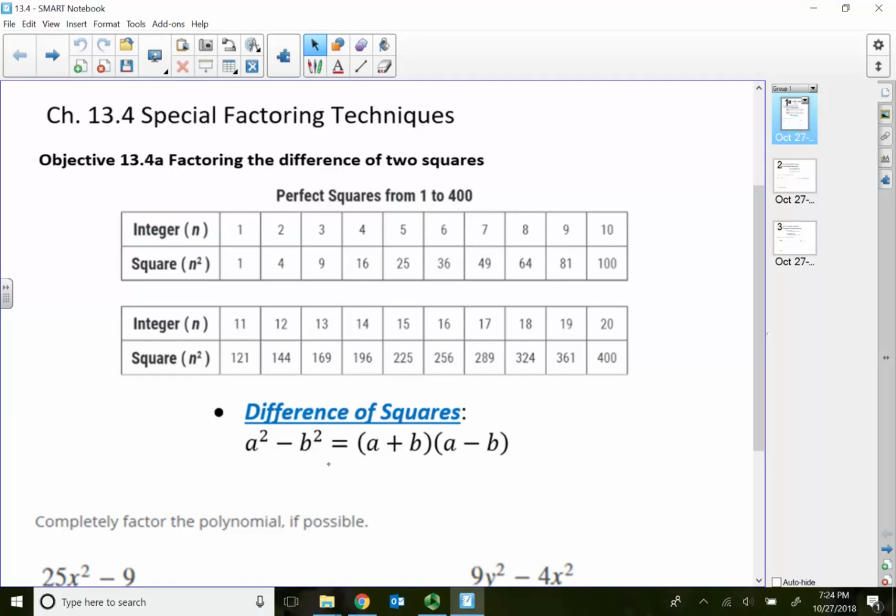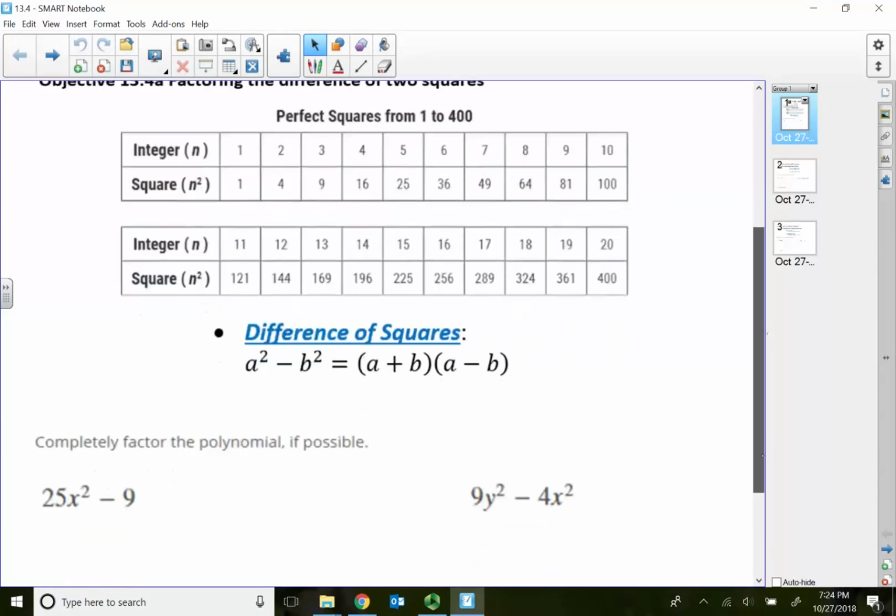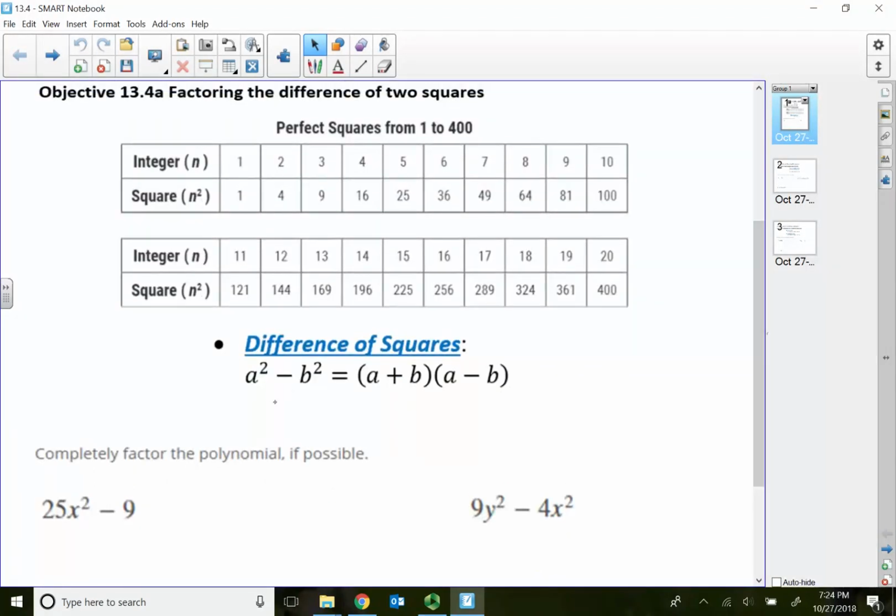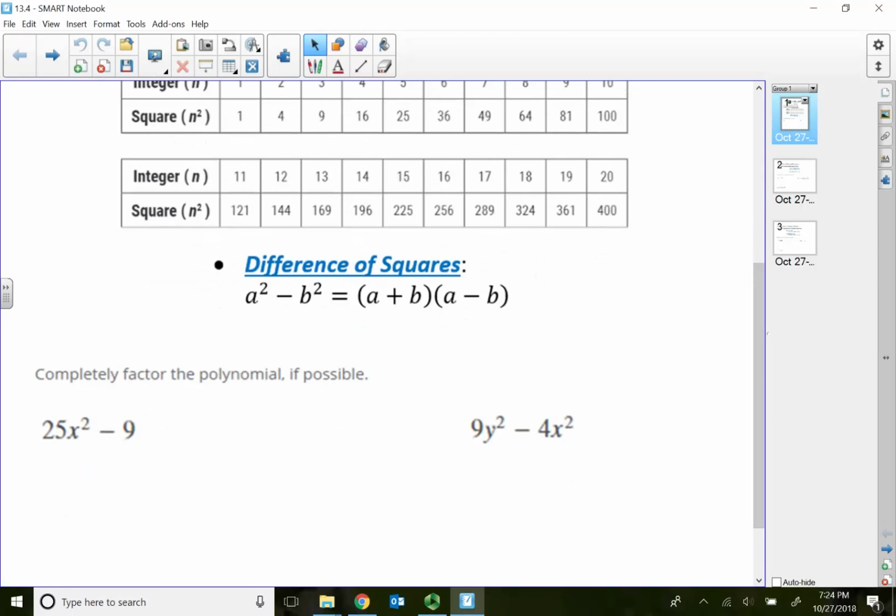So when you see a problem like that, we can just write our answer as a plus b times a minus b. I mentioned before, you have to know what your a was before it was squared, when we first learned how to do the difference of squares by multiplying them. So here we will use the same concept.